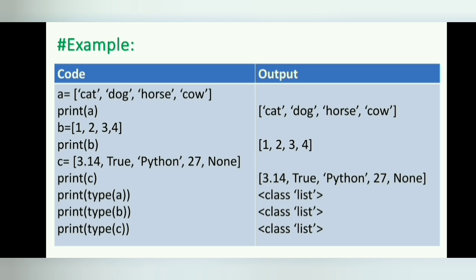This example shows that a list may contain values of the same data type or different data types. We can get the data type of an object by using the built-in function type in Python. The last three statements of the example will display the data type of the variables a, b, and c respectively. Here the data type is list. The list data type is represented by the list class in Python.